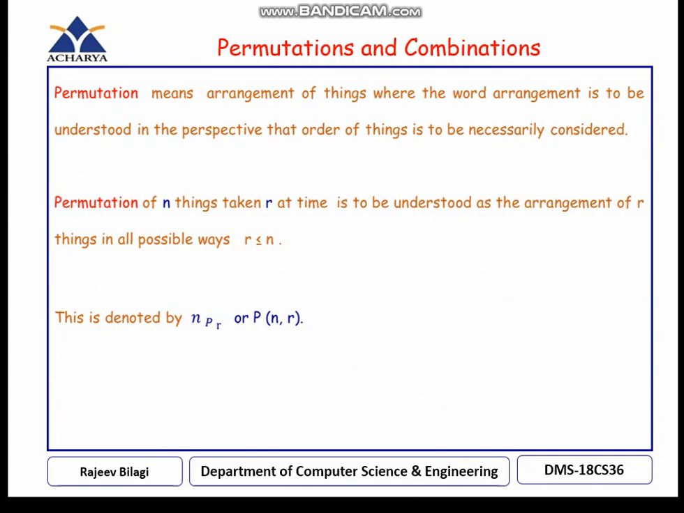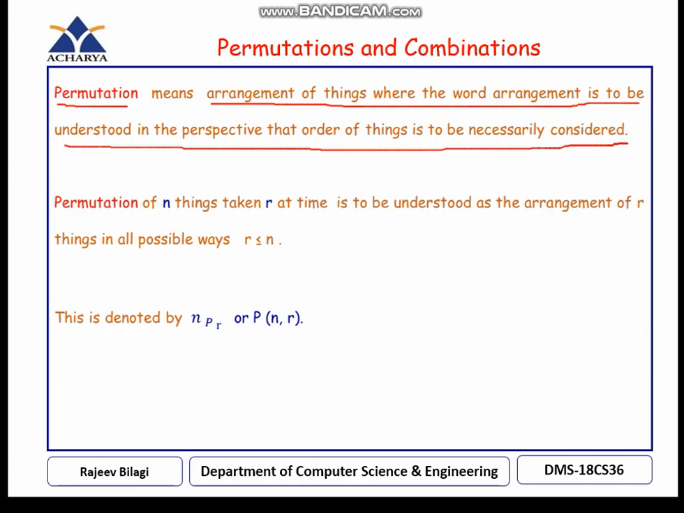Okay, next is permutation and combinations. So what does permutation mean? Permutation means arrangement of things, where the word arrangement is to be understood in the perspective that the order of the things is necessarily considered. This is the important thing, where order of the things is considered while making arrangements.